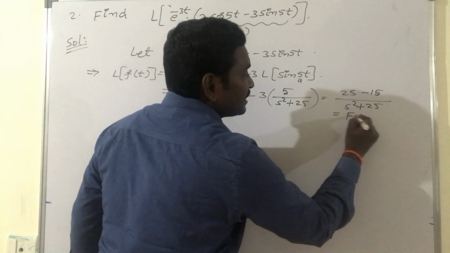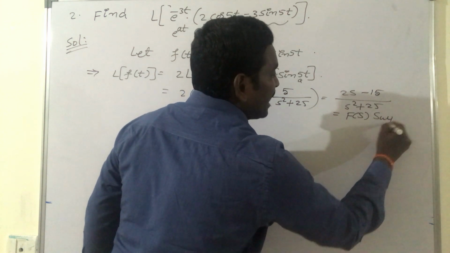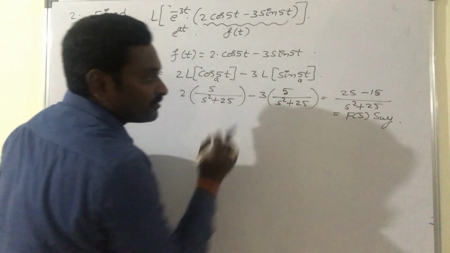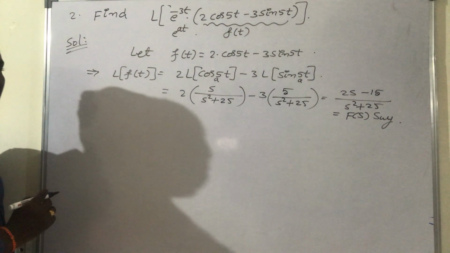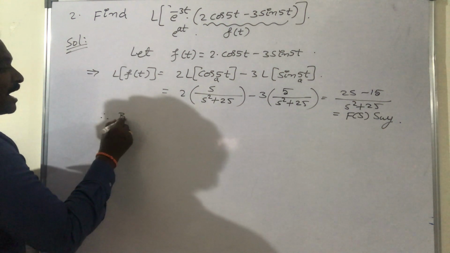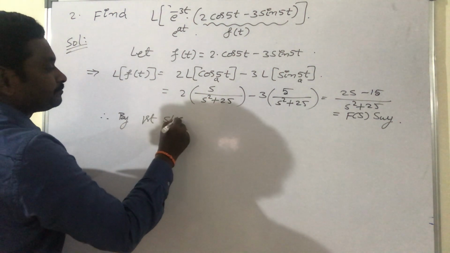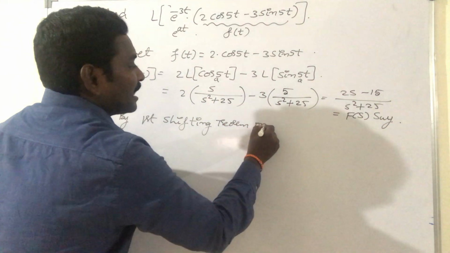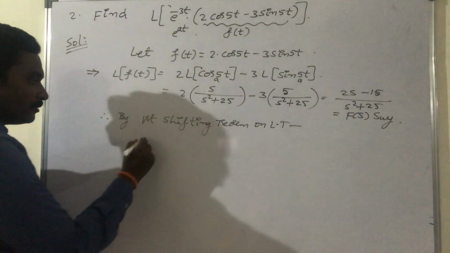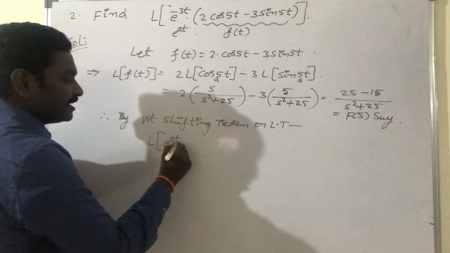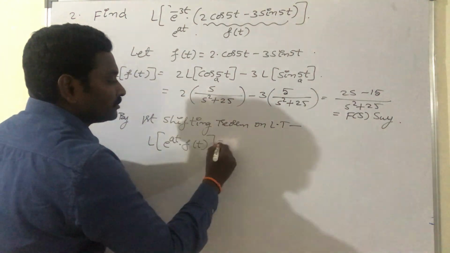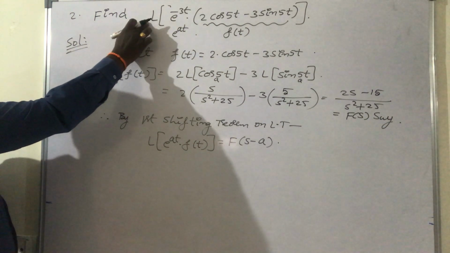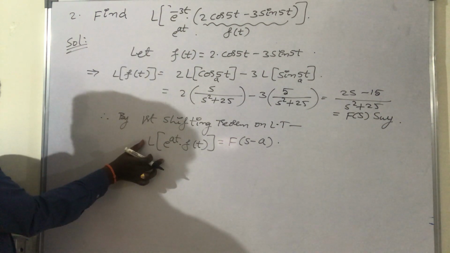You can take this as F of s. Don't forget to put the name as F of s, because this is a function in terms of s only. That's why put the name as F of s. Don't forget it. Now write the statement of the first shifting theorem on Laplace. Therefore, by the first shifting theorem on Laplace transform, we have L of e power at into f of t is equal to F of s minus a. And write the given problem and compare the given problem with the original form of the first shifting theorem.